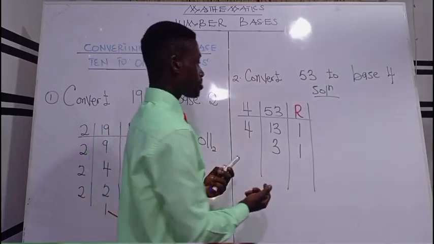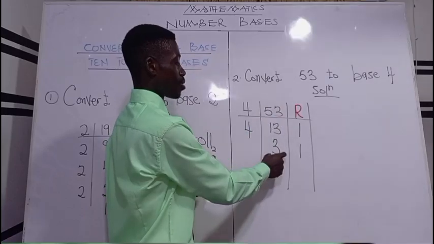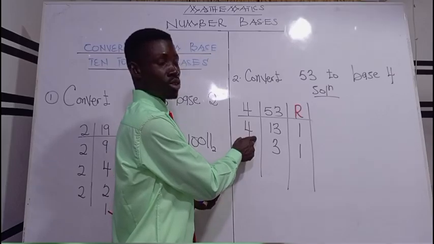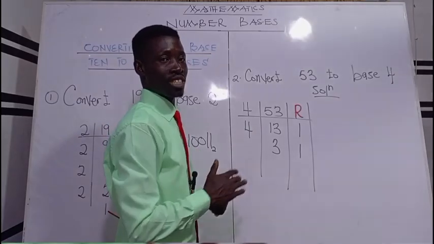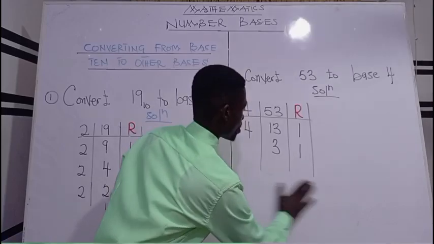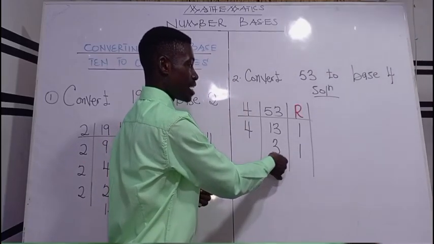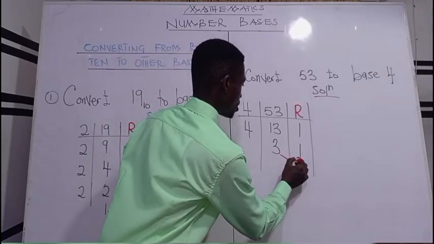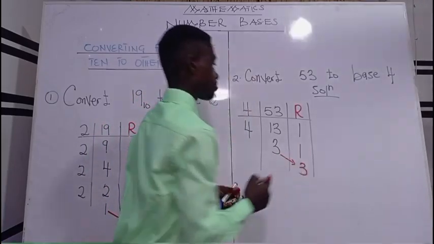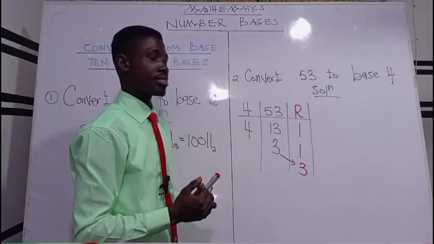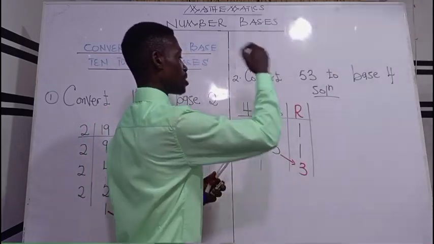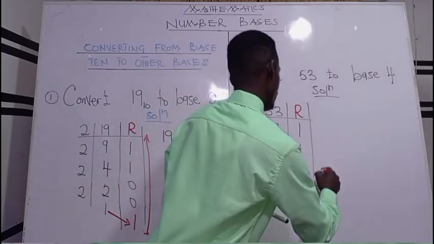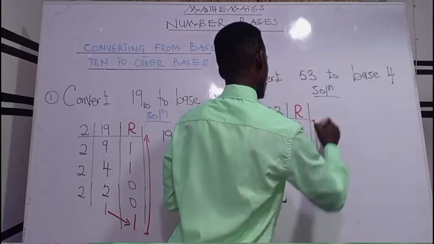Now realize that the number in the second column, which is the dividend side, is less than the number in the first column, which is the divisor. So we end our division. And then after that, we are going to add the last number in the second column to the remainder. So we add this one to the remainder. Then the last step says that we should start reading from the bottom to the top, sorry. So we are going to read from down or bottom to top.